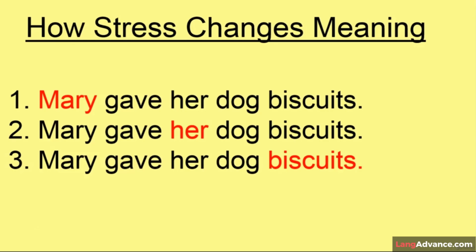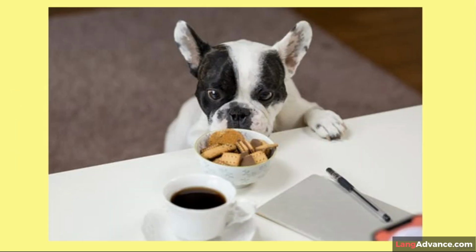Here again we have the same sentence, but the stress is now on the word biscuits. Mary gave her dog biscuits. I want to emphasize what her dog is receiving. Mary gave her dog biscuits.